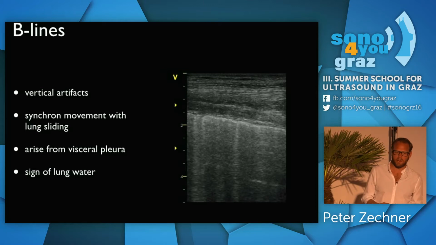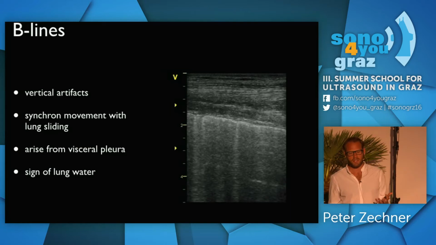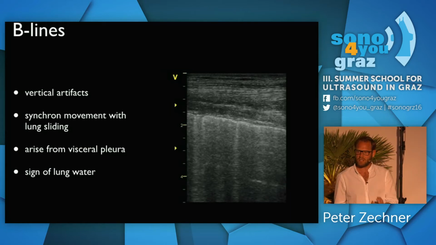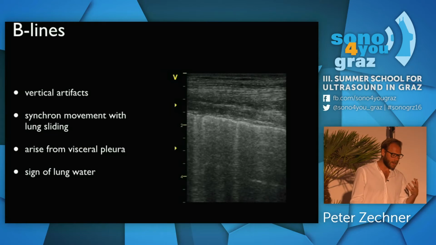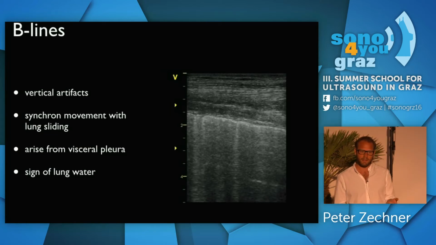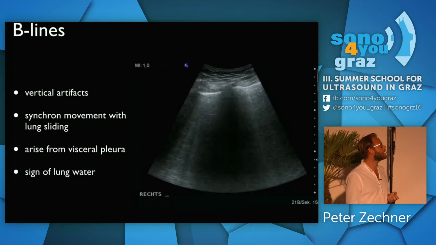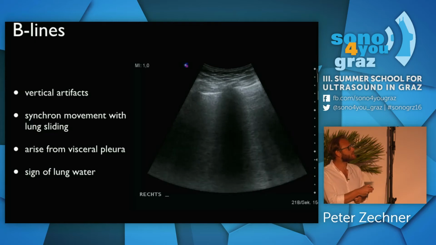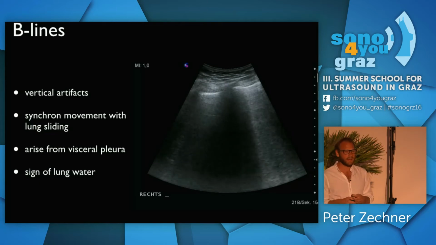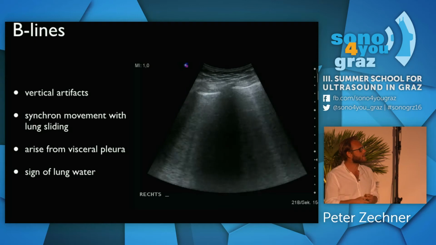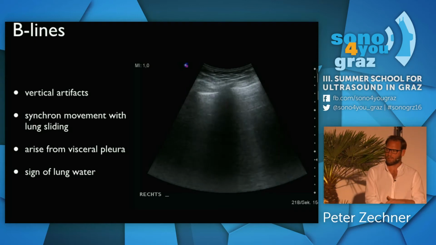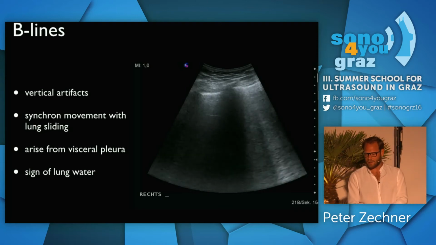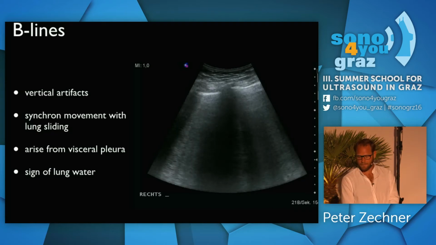Any ideas? Pulmonary edema, for example, but also in inflammation. Every situation that causes a higher amount of water in the lung tissue makes B-lines, okay? If we have a look at this image, we see it moving left and right. These laser-like artifacts are rising from the visceral pleural line and going down to the end of our screen.